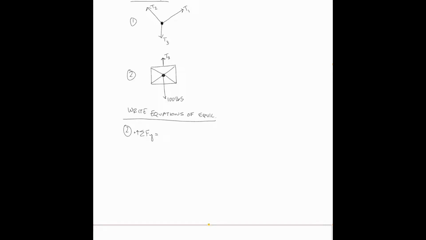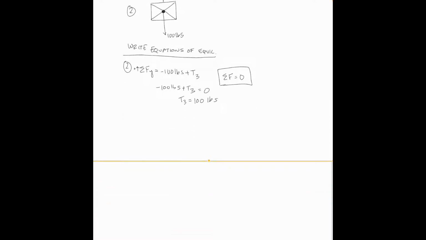So if we sum those forces, we're going to get negative 100 pounds plus T3. Now, because this is static, the box is not moving, we know that the sum of forces in any direction has to equal 0. That is key to statics. The sum of forces will always, always, always equal 0. So we can take this negative 100 pounds plus T3 and set that equal to 0. Now, we can solve for T3, and we know that T3 is going to equal 100 pounds. Great, so now we have one of our unknowns.